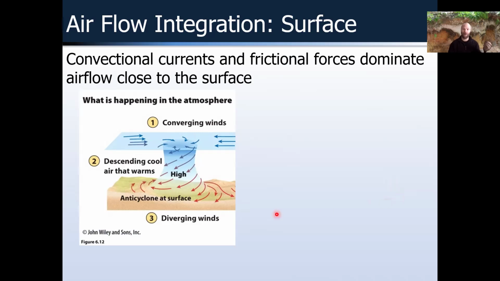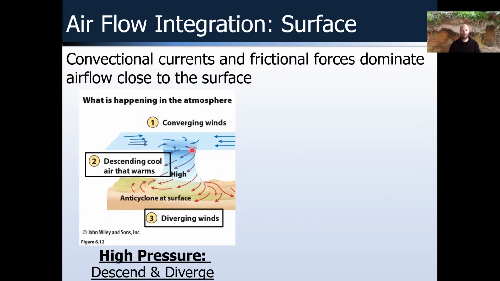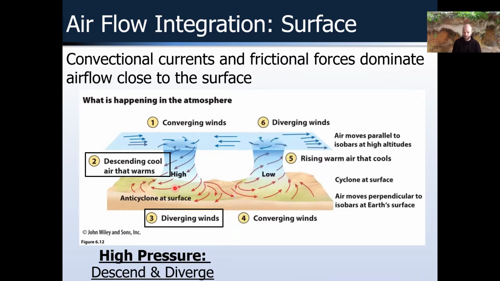And so, understanding high and low pressure systems. Let's come back to this, integrating our understanding. Under a high pressure system, you have air descending from up high down to the surface. It hits the surface and it has to go somewhere. So then it diverges and goes out and away in all directions.